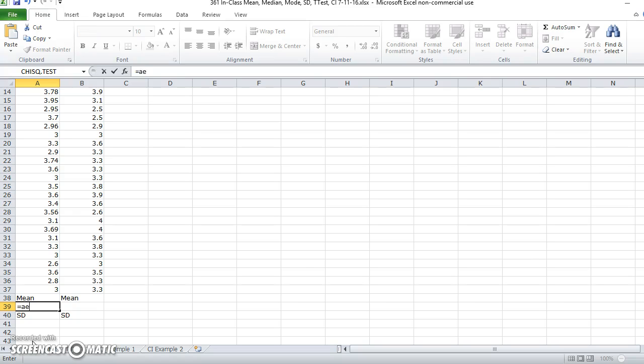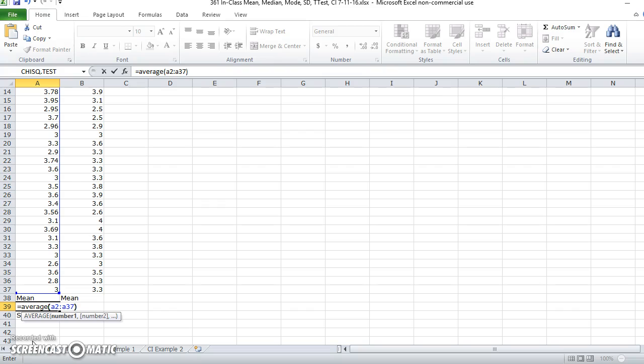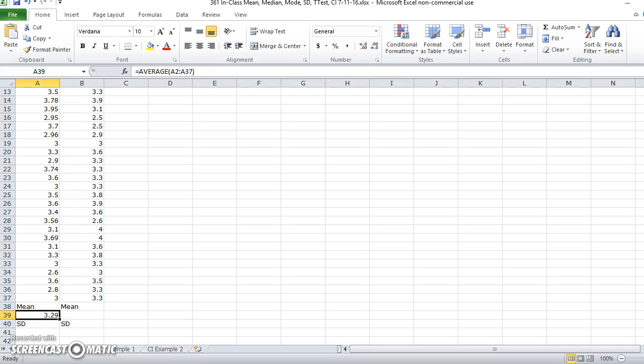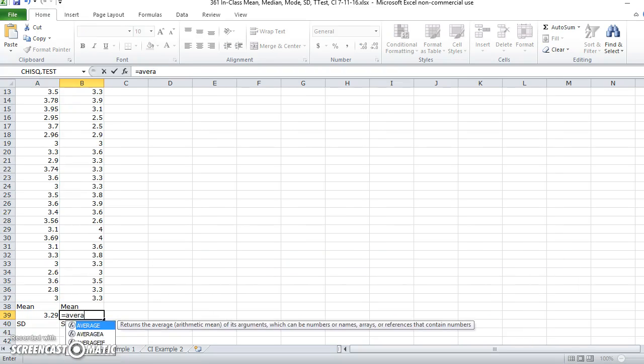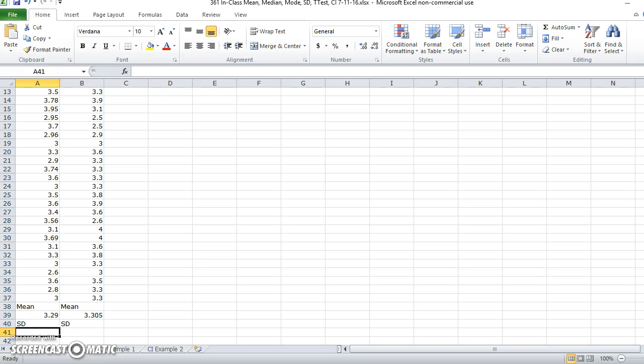So I would go equals average and then A2 to A37, because that is the block of cells that I'm interested in for class 1. And then I'd do the same thing for the second class. And again, when you want to get the mean, you type in equals average. And I get a mean of 3.29 and 3.31 essentially.